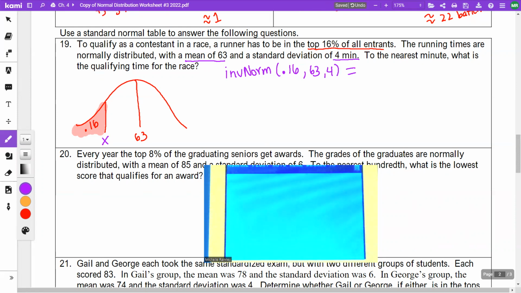So I do second and distribution, and I want number 3 this time. Okay. And the area is 0.16, which is 16%. My mean is 63, and my standard deviation is 4. And I end up with 59.022. They want it to the nearest minute. So to the nearest minute, it's 59 minutes.